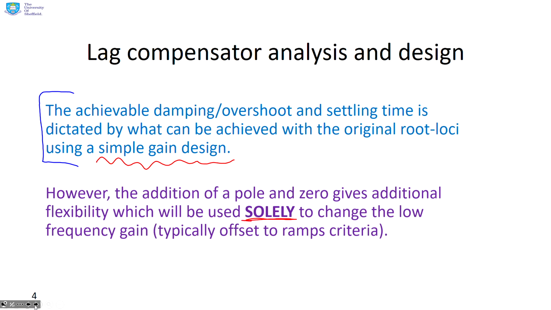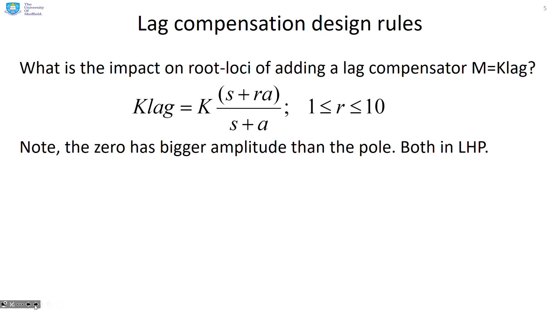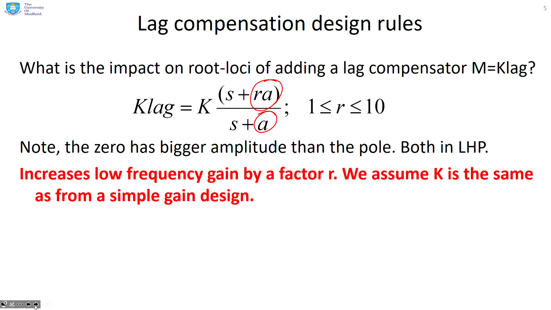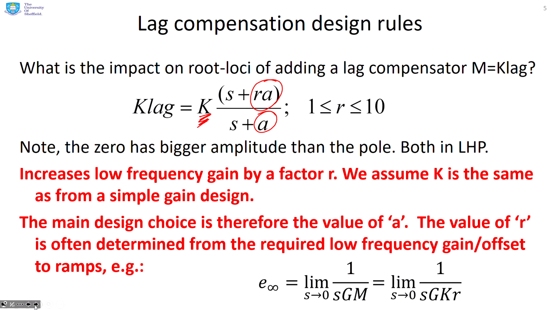And what this is used for, you'll see I'm going to underline the word solely, is to change the low frequency gain. And in the textbooks, you'll see typically they use the offset to ramps criteria. So here's a lag compensator, and you'll notice the zero is bigger than the pole. So the zero, we've got an Ra there, and in the pole we've got an a. So we're going to increase the low frequency gain by a factor of R, solely by a factor of R, because you remember this K is the K that has come from the simple K design, so we've already got that in place. So the main design choice is going to be the parameter a.